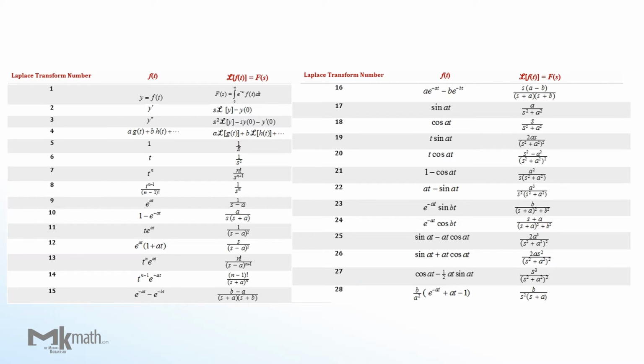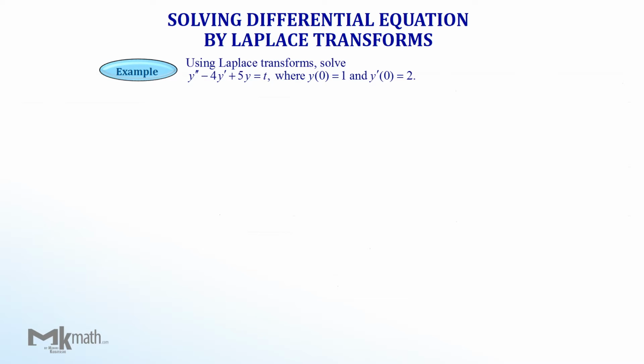And we use this Laplace transform table, which consists of 3 columns with 28 entries. Let's begin the example. Solve y double prime minus 4y prime plus 5y equals t, where y of 0 is 1 and y prime of 0 is 2.